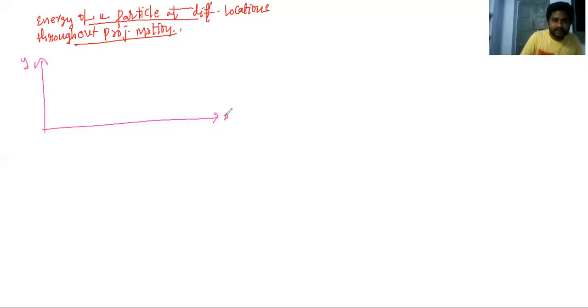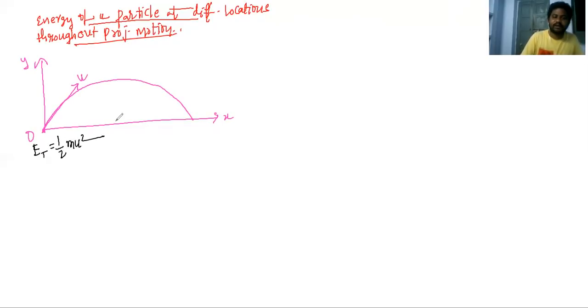Y-axis and x-axis. Just for your better understanding, I'm drawing a rough diagram here. At this point, initial velocity. So initially at the origin, what is the total energy here? Can I say the total energy is equal to half mv square?